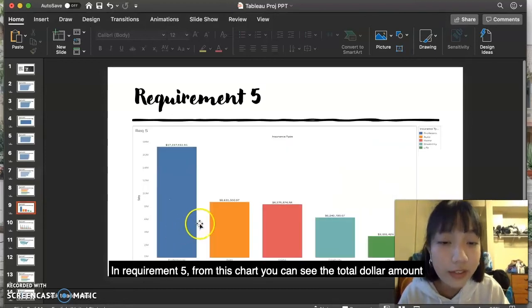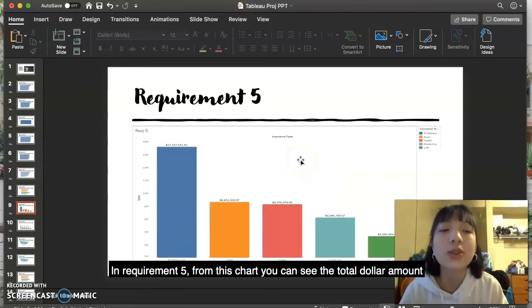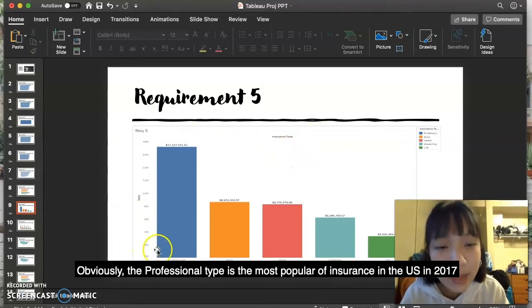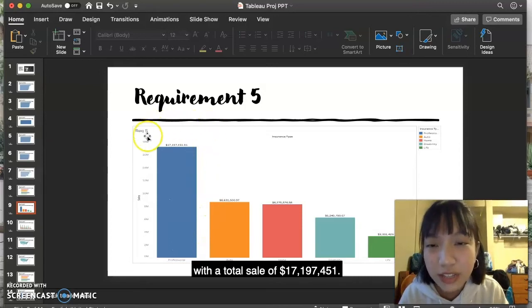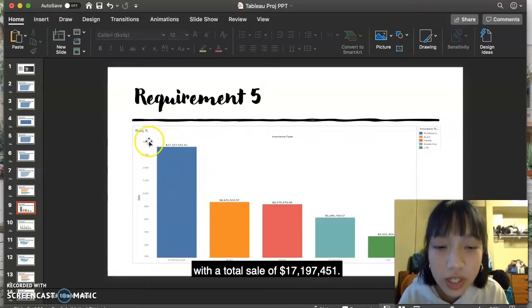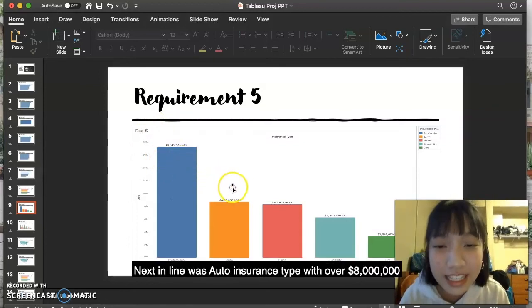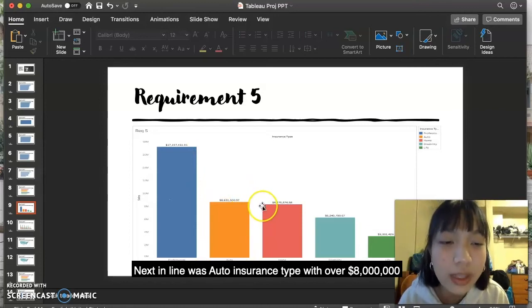In requirement 5, from this chart you can see the total dollar amount of insurance sold for each type of insurance. Obviously, the professional type is the most popular type of insurance in the United States in 2017, with a total sale of $17,197,451.